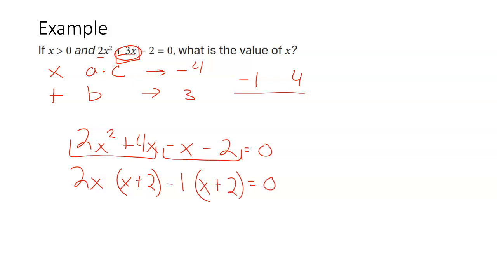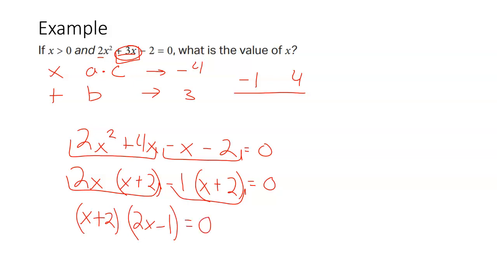So now that I have those factored, I have this first term and this first term, both of which have a greatest common factor of x plus 2, leaving me with 2x minus 1. Okay, those are 2 of my solutions. So I'm going to need to set both of those equal to 0 and solve. But note, this question only wants the value of x that's greater than 0.